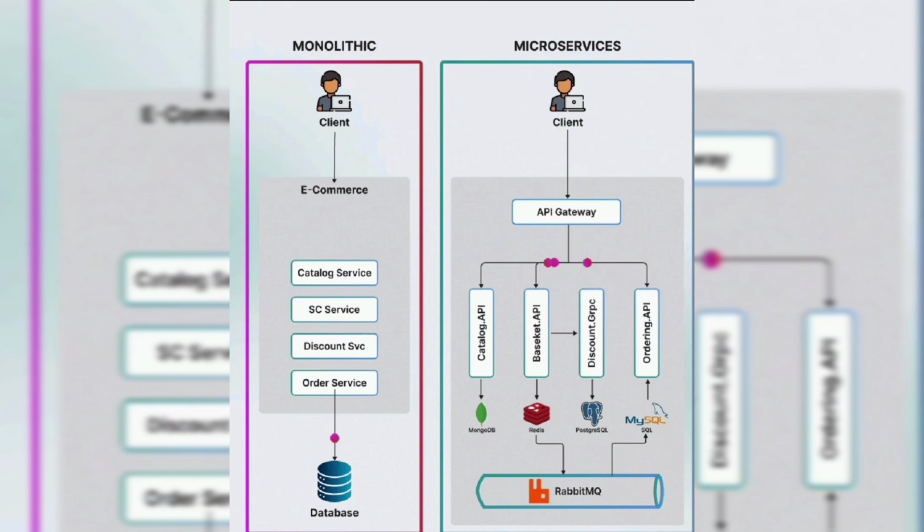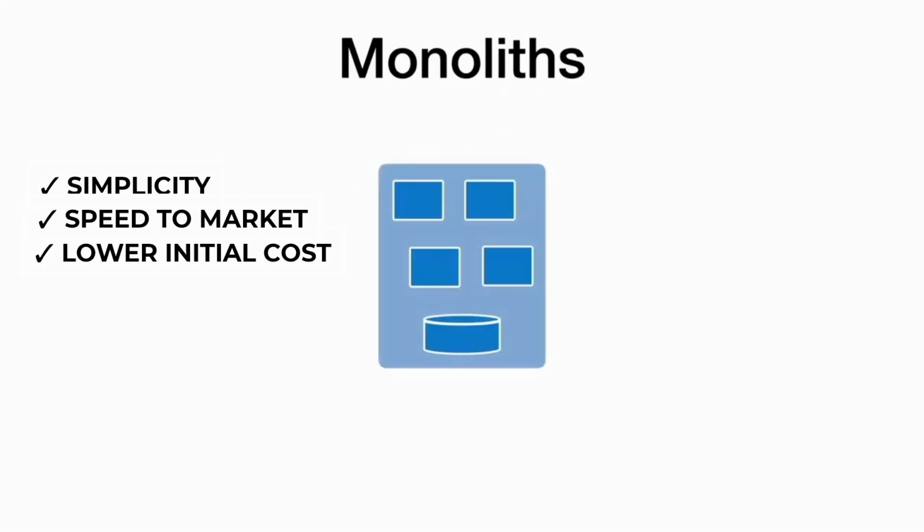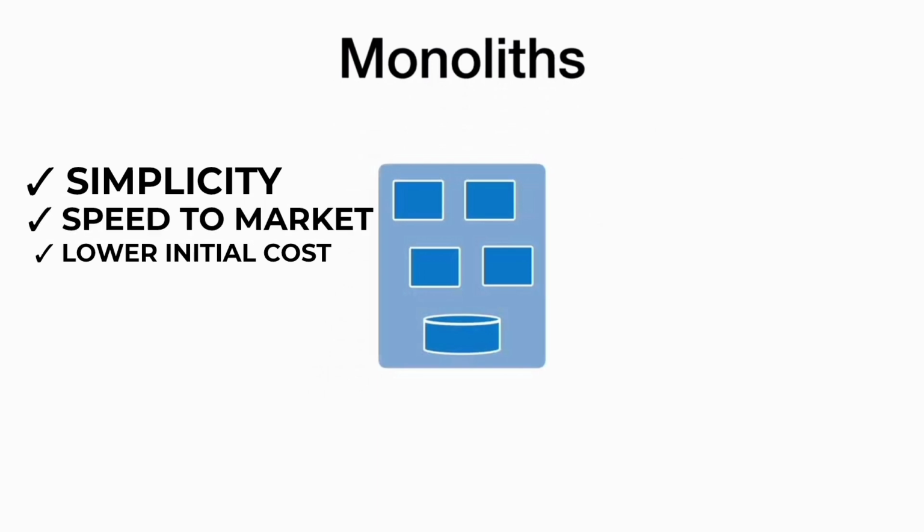So which architecture won? The answer, as always, is it depends. The monolith. It wins for startups and small teams. It's cheaper, faster to deploy, and easier to debug. Choose it when simplicity is your primary goal, and you need to get to market quickly.